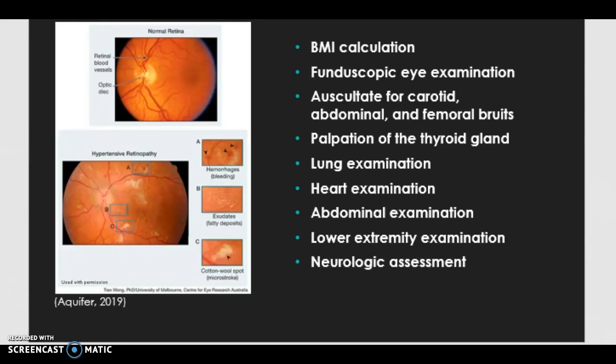When we're doing our lung examination, we're looking for signs of congestive heart failure, such as crackles or diminished breath sounds. CHF can happen if there's long-standing uncontrolled hypertension, although this is usually over many years.